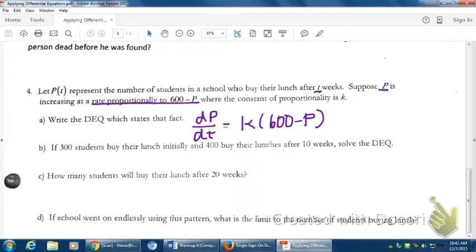Alright, B says if 300 students buy their lunch initially and 400 buy their lunches after 10 weeks, solve the differential equation. Okay, so basically they're telling you that originally, after the first week, we have 300 students buying it, and then after 10 weeks we have 400 students buying it. We're going to use that information, but before we can do that, we have to solve the equation. So I'm going to go back to the other slide and try to solve it for you.